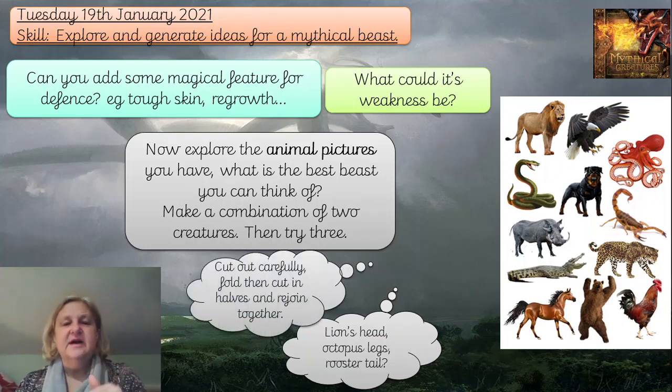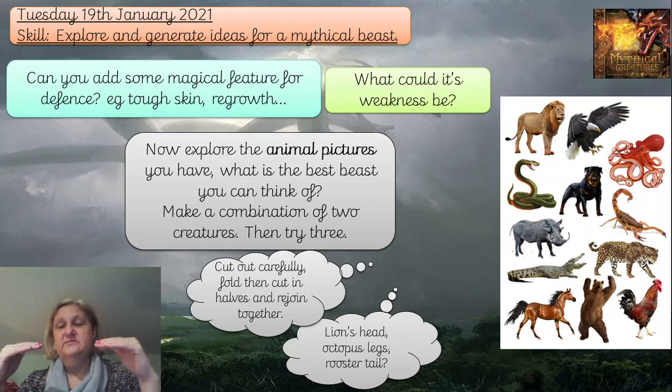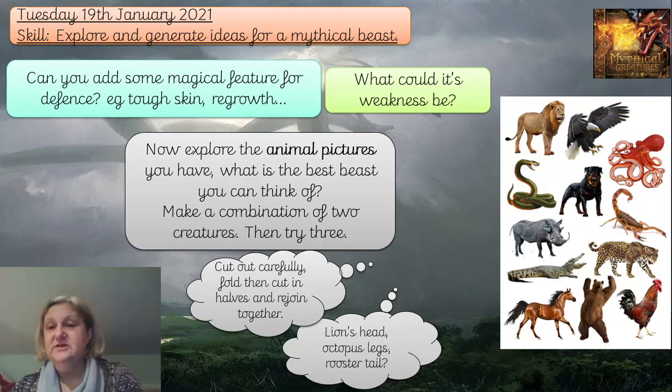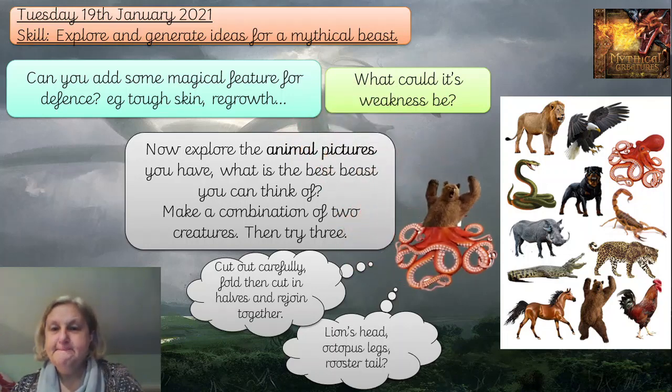So you carefully cut them out, then you can fold them and then cut them in half. You get a very different look if you cut two animals in half and use the head and switch the bottom parts over. That can be really, really effective for building your ideas. Here's one I did. It's an octo bear. And I really like him. He looks quite scary. Just cut the top of the octopus. Now, what would that look like if it was the other way around? So if I had the octopus head on the body of a bear, that would look really mad.